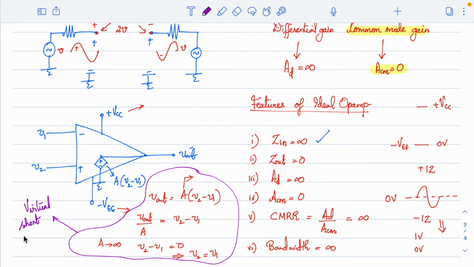This property is called the virtual short property, which is very useful when we use this op amp for many discrete applications. We will see shortly how this virtual short property is helpful. Now, when I say virtually short, it is not actually short. Physically it is not short, virtually it is short. If V2 is at 0, V1 also will be at 0, because when the gain is too high, this relation holds good.